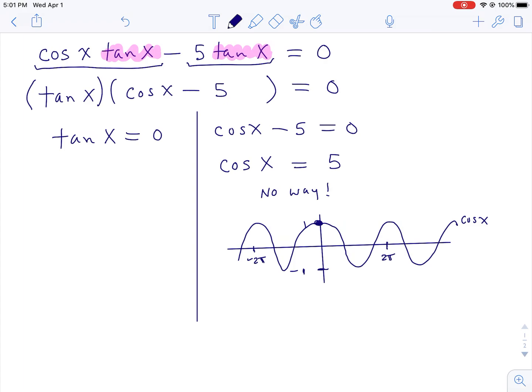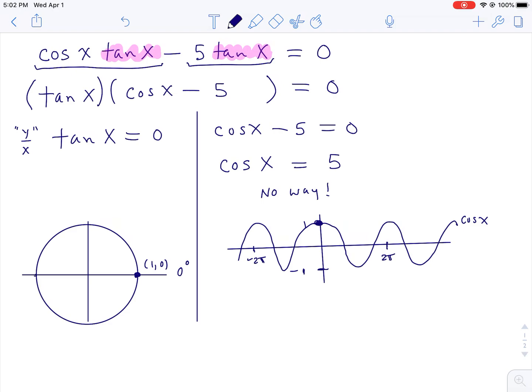Where does tangent equal 0? That should be memorized, but if it helps you, tangent is y over x. And so on the unit circle, it's wherever y equals 0, right? X can't be 0. You can't divide by 0. But on this unit circle, and we'll draw a quick unit circle, there it is. It's wherever the y coordinate equals 0. So that would be right here at 0 degrees, and right here at 180 degrees.